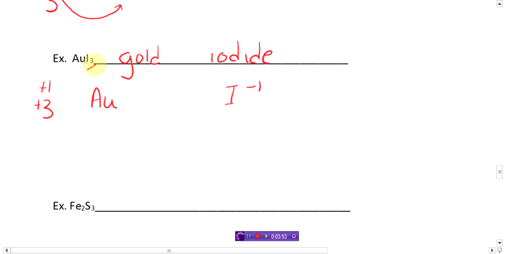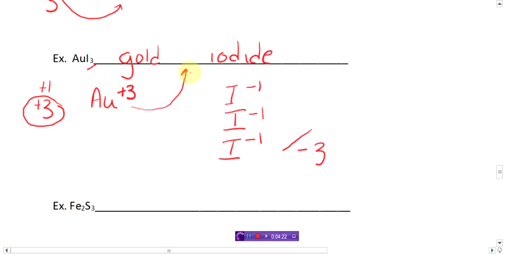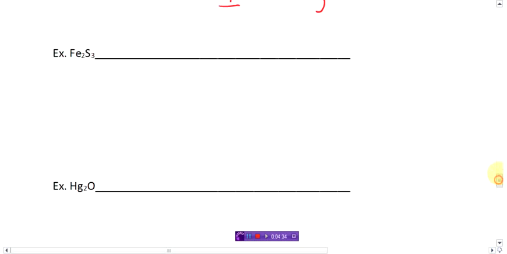So if you remember what the 3 means, it means that we have 3 iodines, each one with a charge of -1, which means the total charge on the nonmetal side is -3 because we have 3 iodines. So now we have to decide how many gold we have. We only have 1. What will balance -3? Well, it's going to be +3. So the Roman numeral we write is 3 because that's the ion charge we used. Final answer, gold 3 iodide. Okay, let's do 2 more.